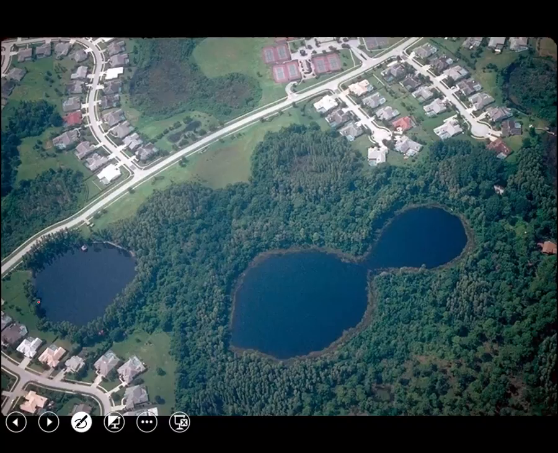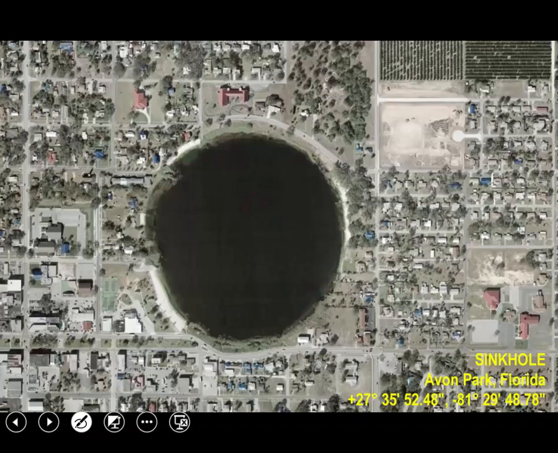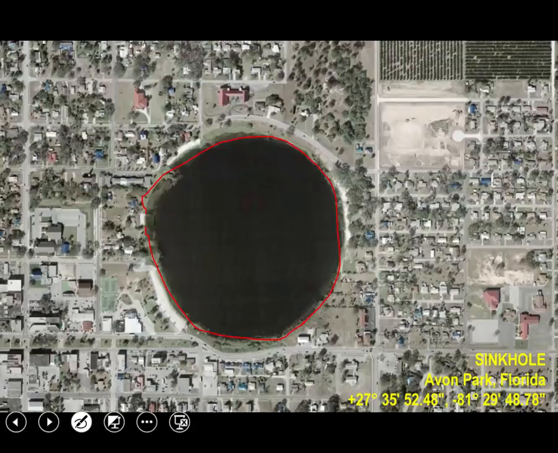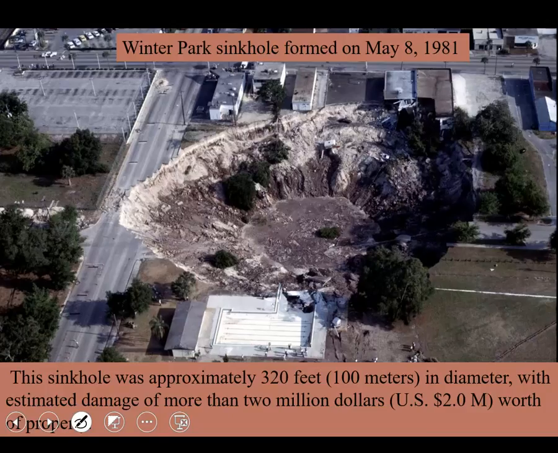So here is the situation in Florida. Here is a sinkhole. Notice the roads are around it. This is a very nice sinkhole in Avon Park. This is one that was quite a surprise. Okay, this has been around a long time, and you've built around it. Everybody's quite happy to have it.